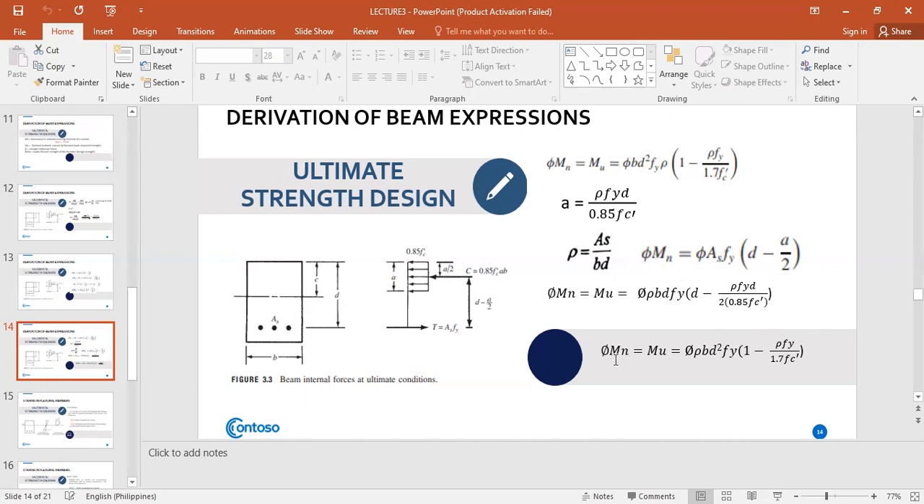So again, phi times M sub n is equivalent to M sub u equals phi rho b. Then we have d, since we take the d out of the parentheses. So d times d would now become d squared, fy times 1 minus rho fy, divided by 2 times 0.85, which is equivalent to 1.7, and then you multiply it with fc prime. So this is the derivation of this formula. Again, memorize this formula.